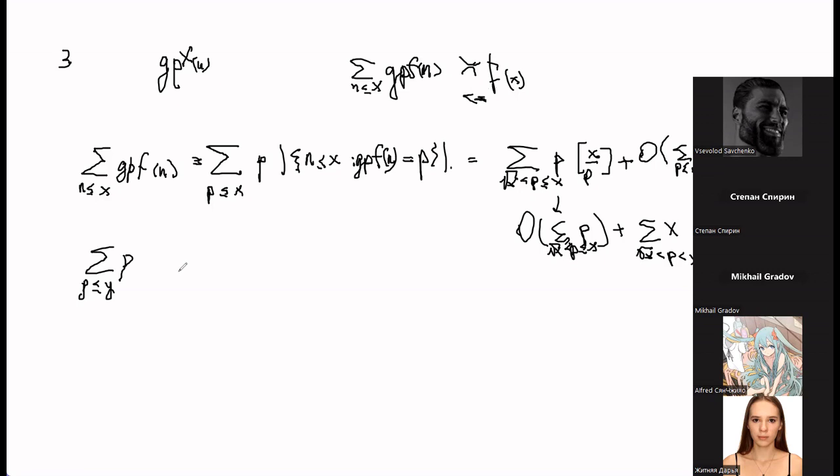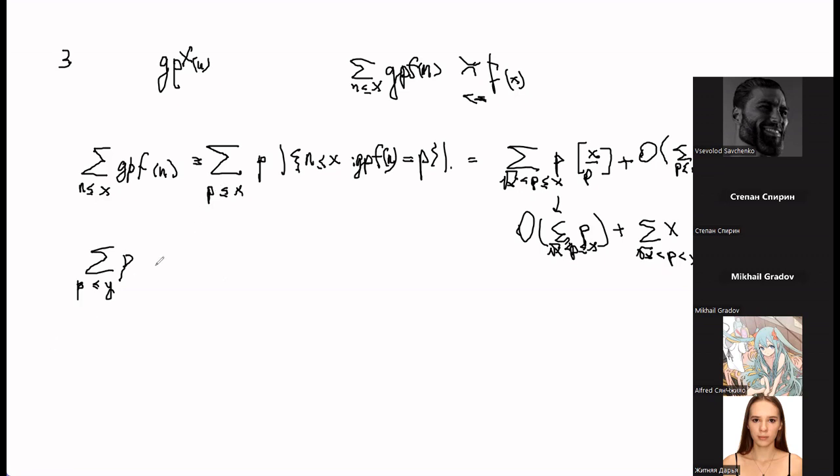Big of what? It's denoted by pi of y, doesn't it? Oh no, it isn't. It's the wrong thing. Pi of y is the number of primes, and here is the sum of primes. Yeah, right. And what can we say about it? Well, it's obviously bounded by y multiplied by pi of y.